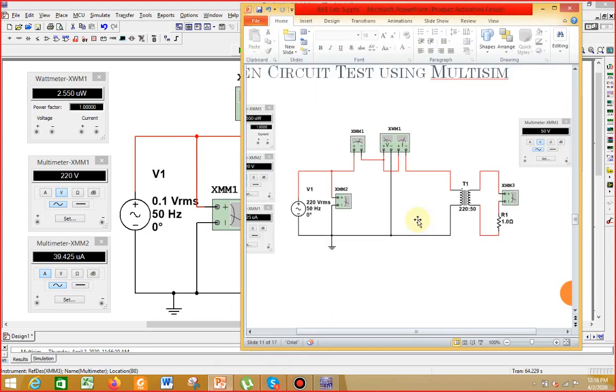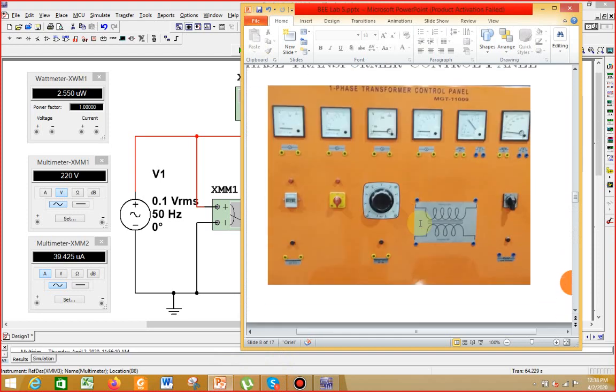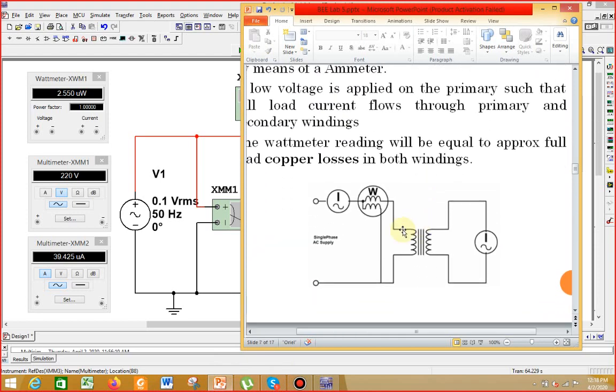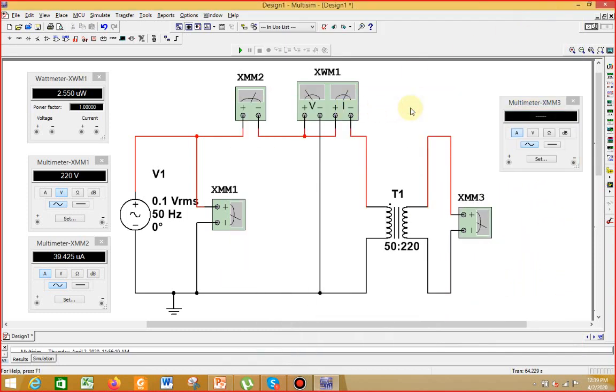And this is the diagram which was shown in your circuit diagram. Just have a look here. So you have a single phase supply, you have an ammeter, you have a wattmeter, and then you have an ammeter on the secondary side. Okay, so let us just get on with it.